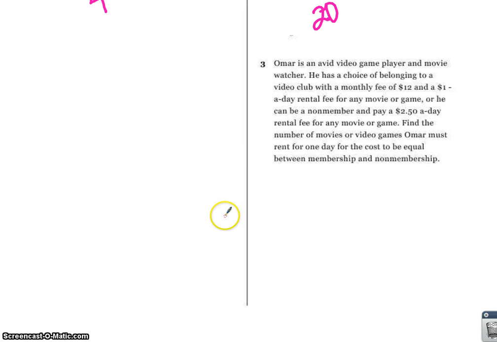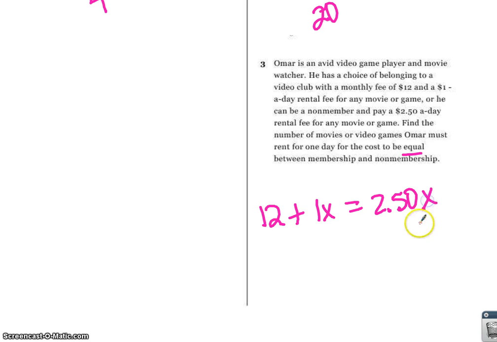Omar is an avid video game player and a movie watcher. He has a choice of belonging to a video club with a monthly fee of $12 and a $1 a day rental fee, or he can be a non-member and pay $2.50 a day rental fee. They want to know when it's going to be equal, so you're going to say $12 plus $1 a day times the number of days. When is it equal to $2.50 times the number of days?